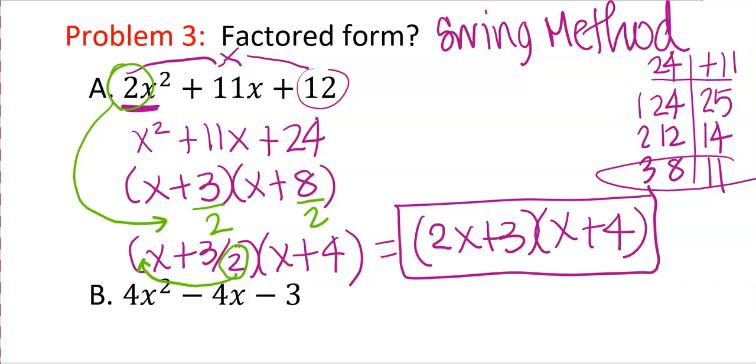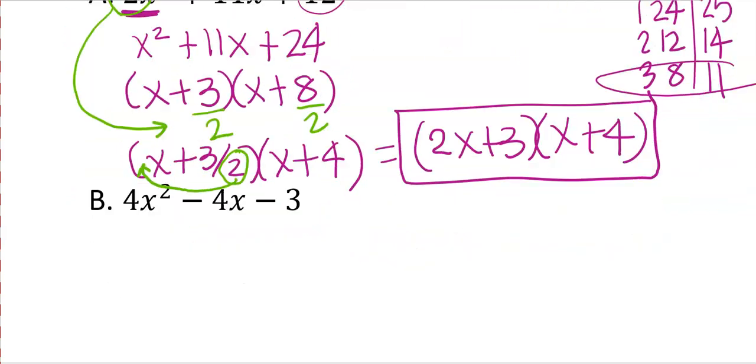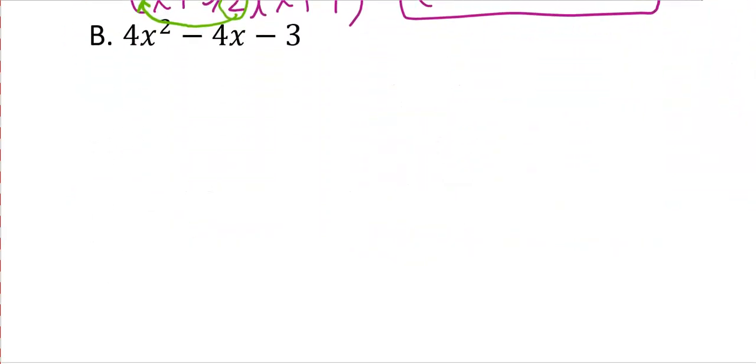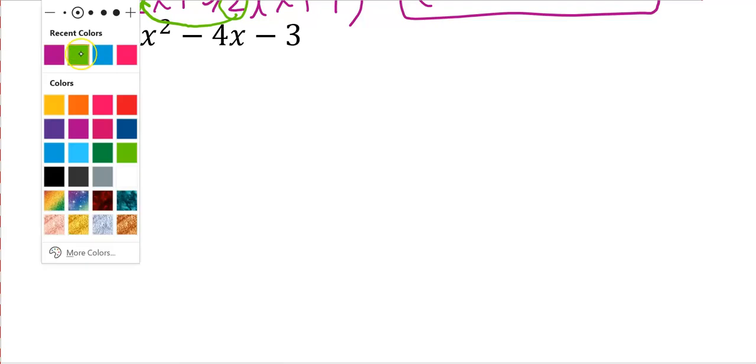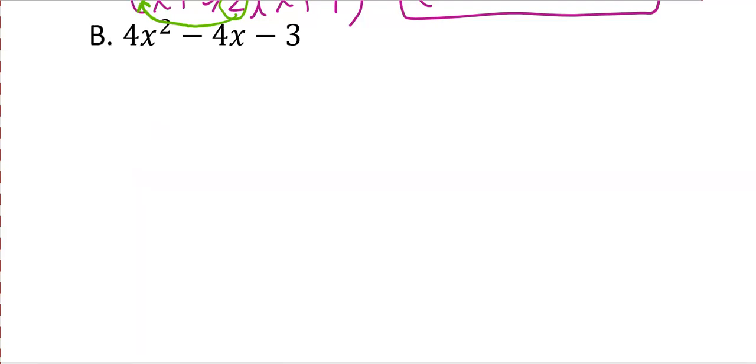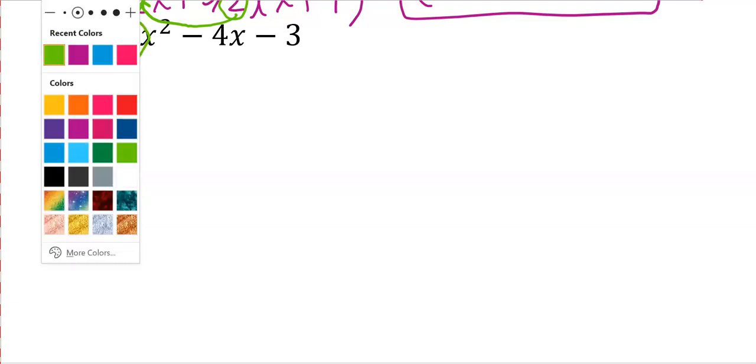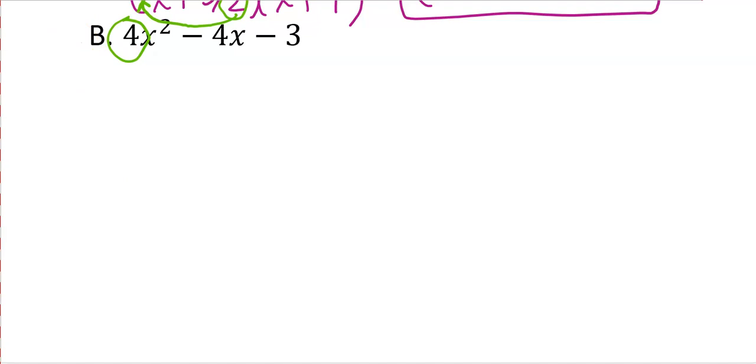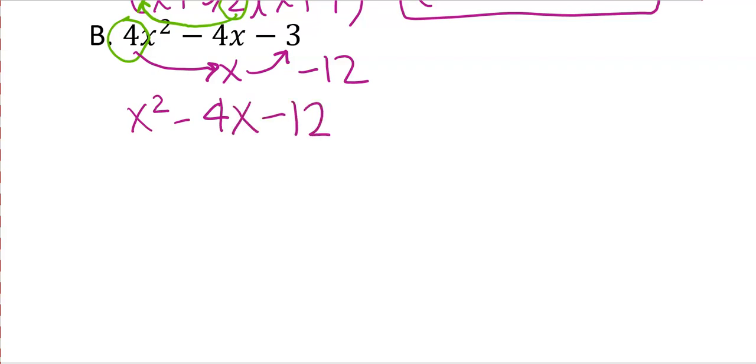So let's look at another one when the signs are a little bit harder. So 4x squared minus 4x minus 3. So at the end, what are we going to divide by on this one? 4. So I'm going to circle that one in a different color. Then we multiply the 4 times the negative 3, and we get negative 12. So we are looking to factor x squared minus 4x minus 12.